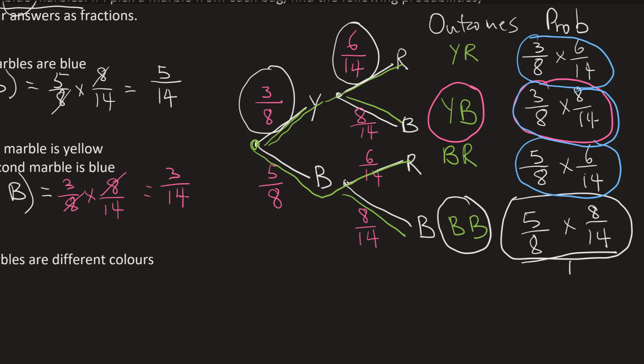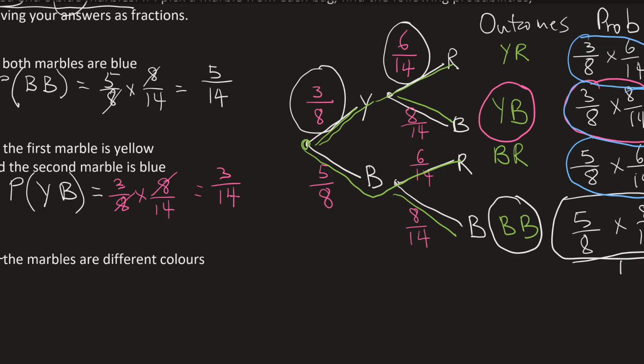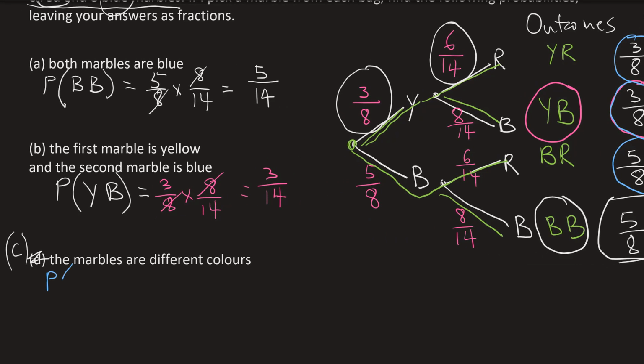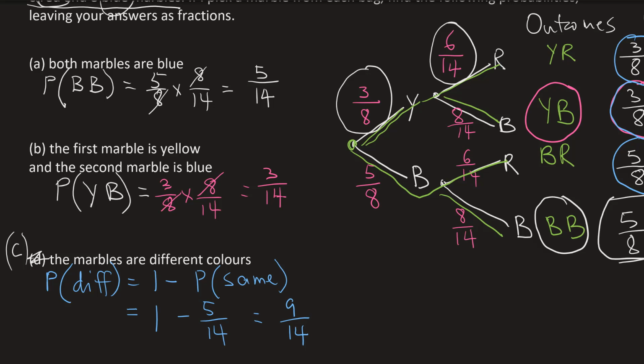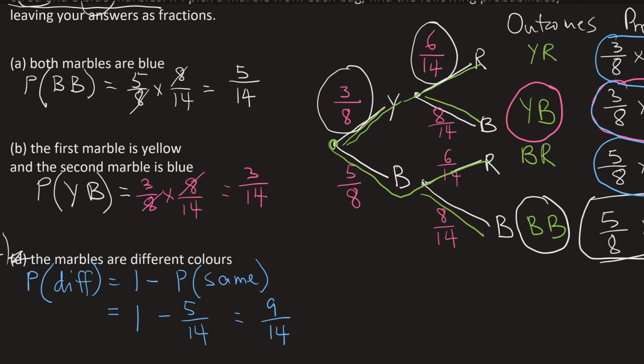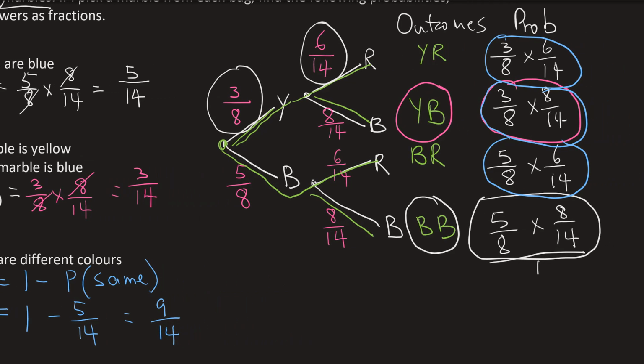So this one is a different color, so I would take that plus this one plus this one, or I can use the definition of complementary probability. In this case, the probability that the marbles are different colors is going to equal 1 minus the probability that they are the same colors. The probability that they are the same colors we have already calculated in part A. So this becomes a very simple calculation: 1 minus 5/14, and the answer is 9/14. So the probability of getting marbles of different colors is 9/14. If you added all the probabilities that are circled in blue, you would also get 9/14.